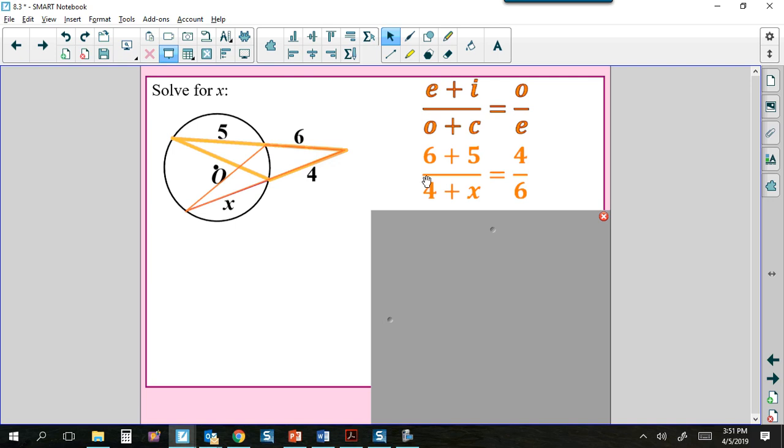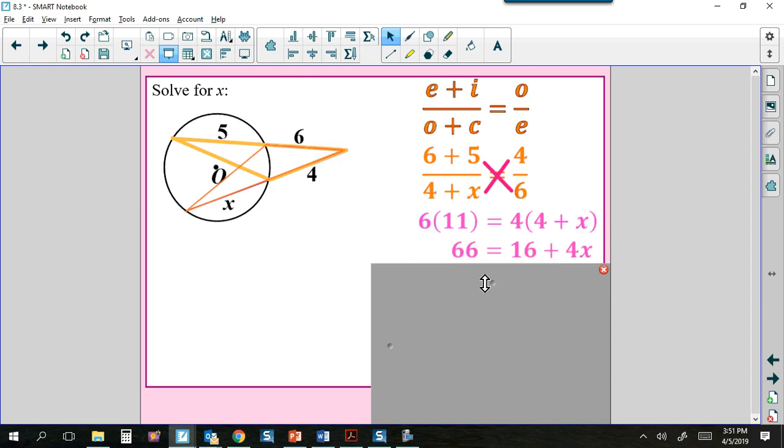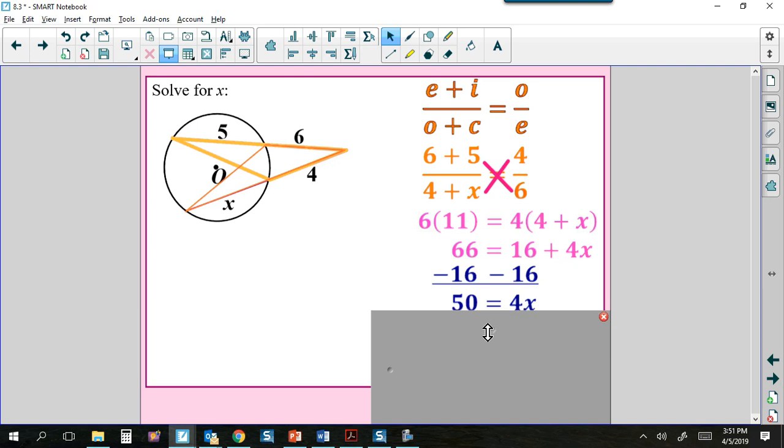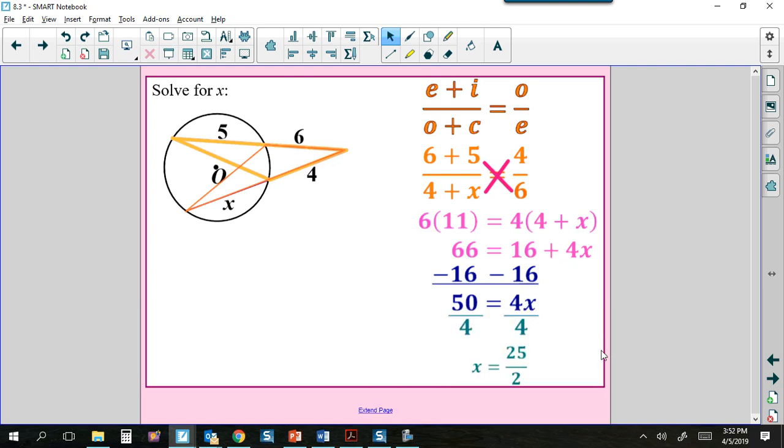You're just going to solve this proportion. So you know 6 plus 5 is 11. You are going to cross multiply at this point, giving you 6 times 11 is equal to 4 times 4 plus x. Please don't forget right here, everybody tells me to distribute. Everybody knows they get 16 here. Please do not forget the second part of the distributive property, which would give you that 4x. Then through the subtraction property and the division property, you end up getting 25 over 2.